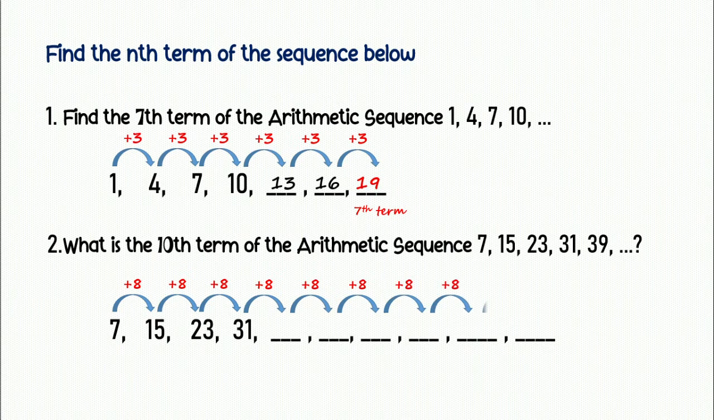Ibig sabihin ay mag-a-add tayo ng 8 sa each preceding term. So 7 plus 8 is 15. 15 plus 8 is 23. 23 plus 8 is 31. 31 plus 8 is 39. We have 47, 55, 63, 71, and the 10th term is 79. So, in this example, napakadali lang na kukunin natin yung 7th term and 10th term. Kasi yung given, malapit lang yung 7th at 10th term.